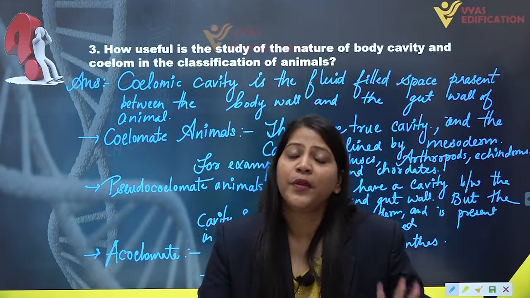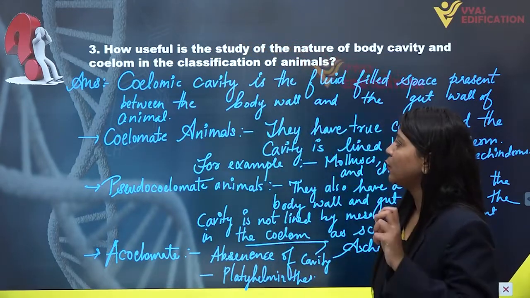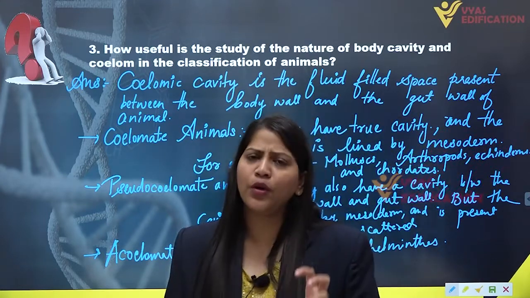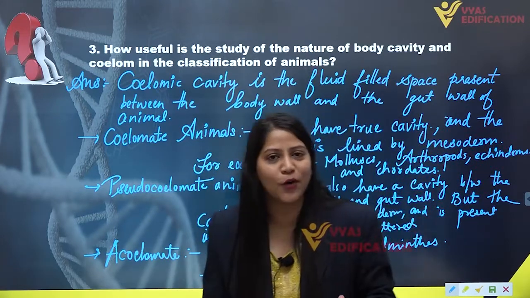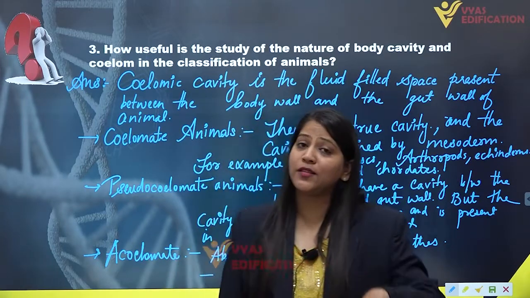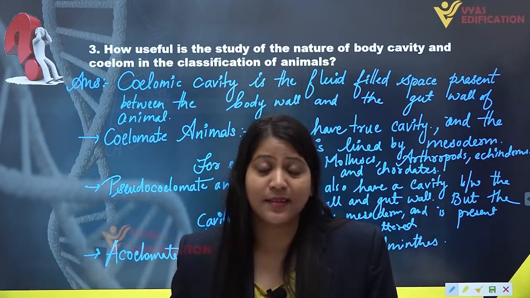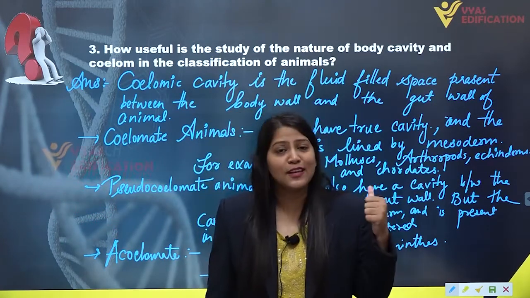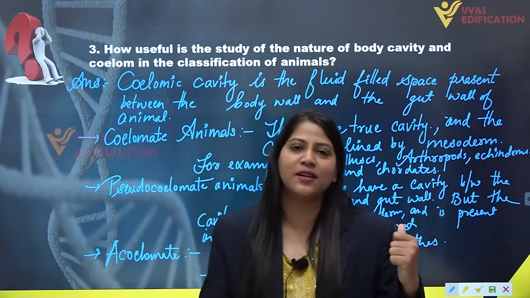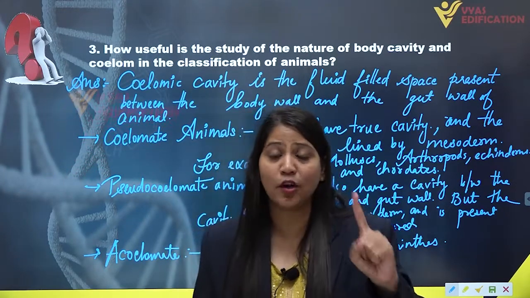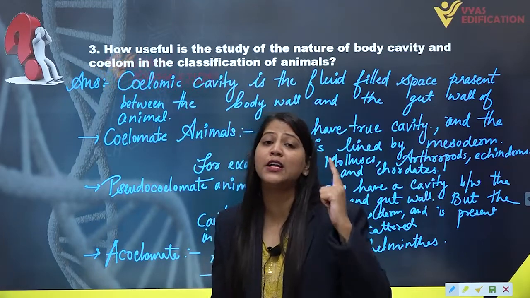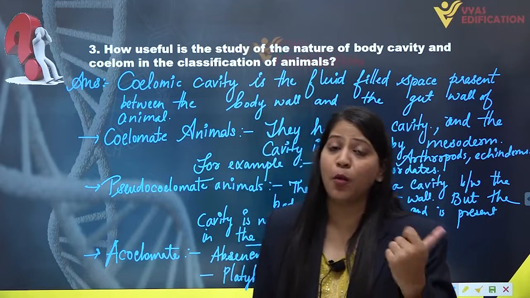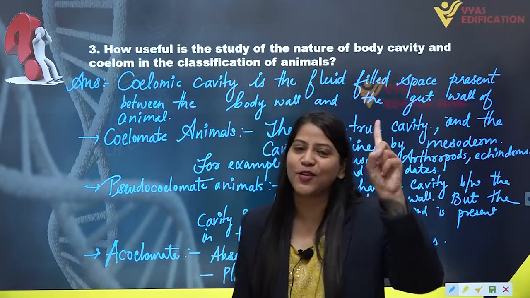So I hope you are clear with this, what is coelomic cavity? Coelomic cavity is the cavity or space which is fluid filled and is present between the body wall and gut wall. And on the basis of presence of this coelomic cavity, we classify the animals into three categories: coelomate animals, pseudocoelomate animals, and acoelomate animals. In coelomate animals, they have a true cavity which is lined by mesoderm. For example, we have mollusks, arthropods, echinoderms, chordates.